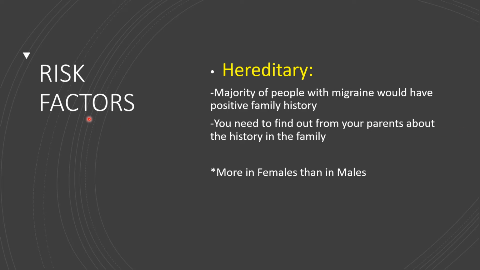Now, the risk factors. Hereditary. This is non-modifiable, okay? The majority of people with migraine will have a positive family history. As a matter of fact, we'll start from there. You need to find out from your parents about the history of migraine in your family. And it's going to be more in females than males, meaning males are not immune to migraine. They can also have it, but more females will have migraine.